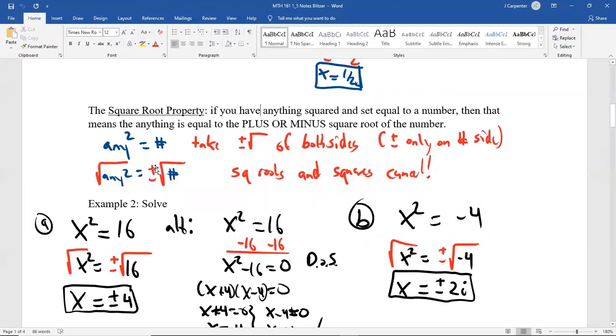And I try and mention this over and over and over because it's such a massive problem, you cannot forget this plus or minus when it's necessary. You will be getting answers wrong if you forget that plus or minus. And this is a very common problem.